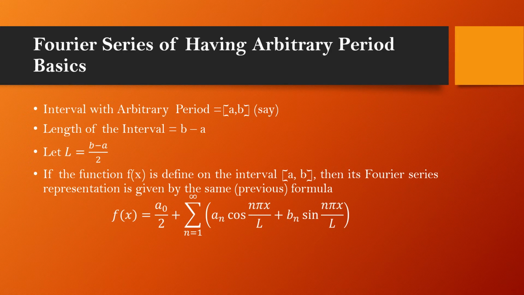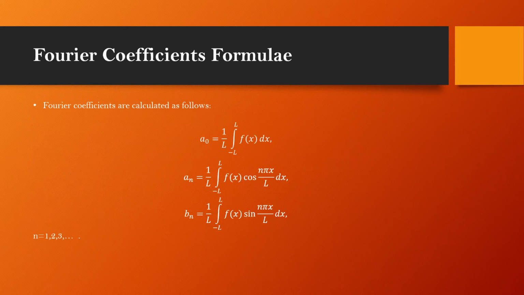If the interval for the arbitrary period is from a to b, then the length of the interval will be b minus a, and the capital L used in the formula is equal to (b minus a) by 2. The Fourier series for f(x), if f(x) is defined on the arbitrary interval a to b, is f(x) = a naught by 2 plus summation n = 1 to infinity of a_n cos(n pi x by L) plus b_n sin(n pi x by L). Remember, this L is inside the angle. And this is the formula for the arbitrary interval, with a naught, a_n and b_n.